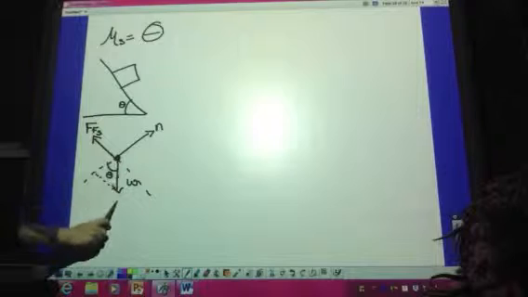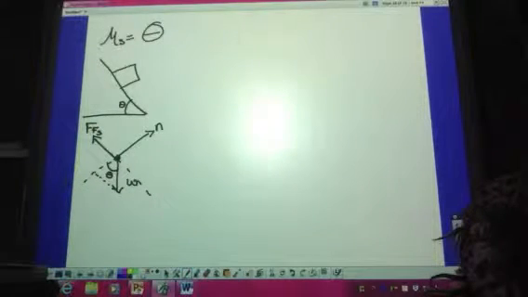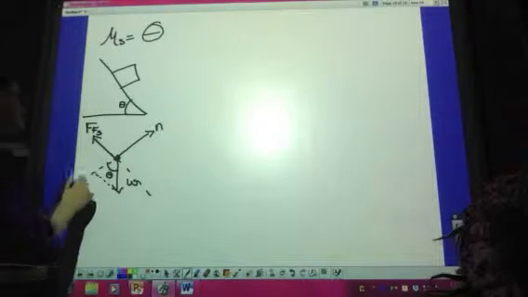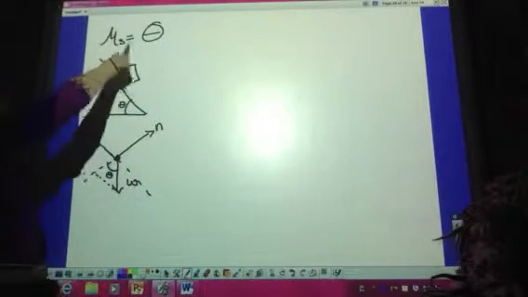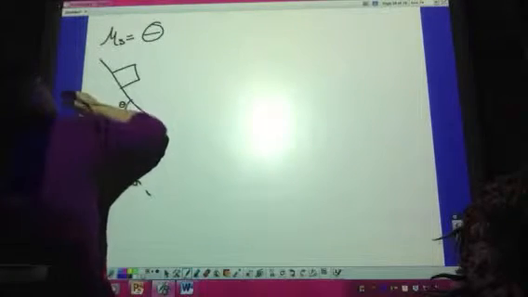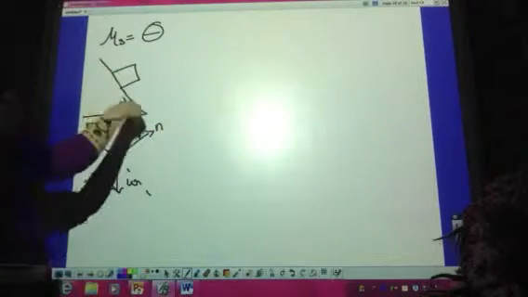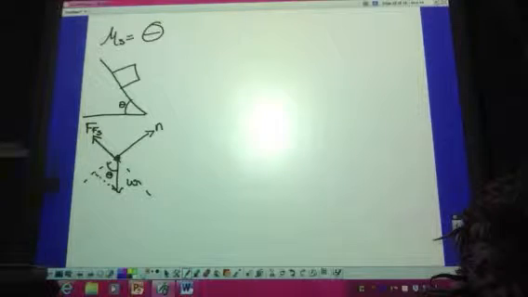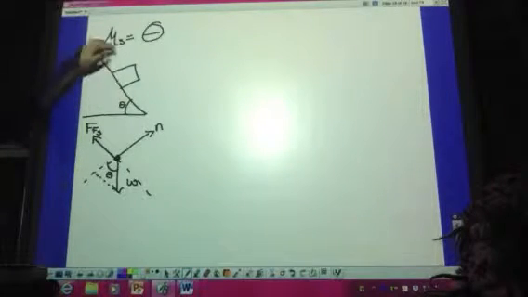I have the normal, I have weight, but then I have the force of friction that's keeping that box on the incline, and I want to know that this coefficient of static friction is dependent on here. So that means as I'm increasing that angle, when is that box going to slide off? So I need to show that there's a relationship between the coefficient of static friction and theta.